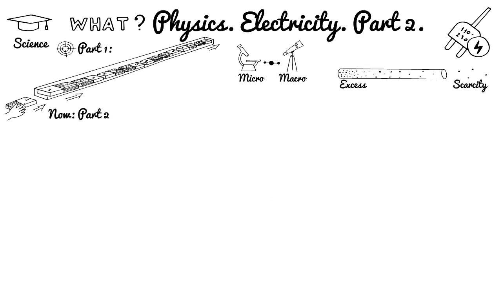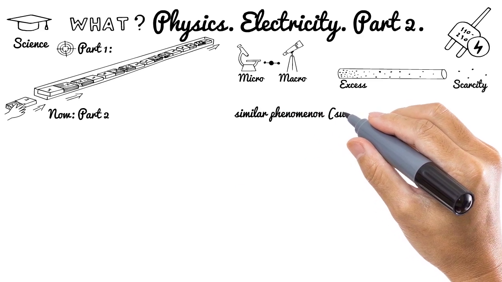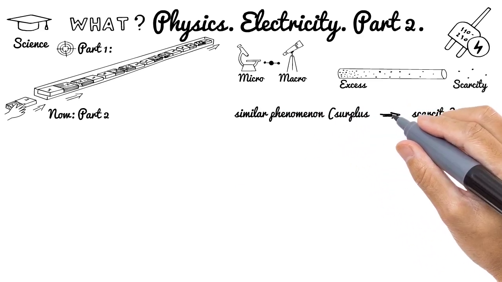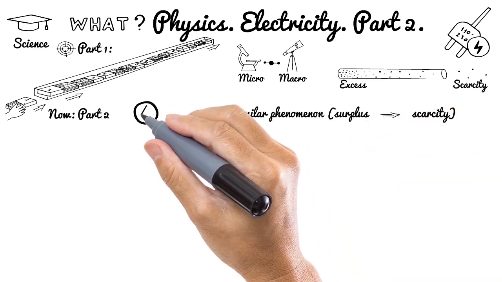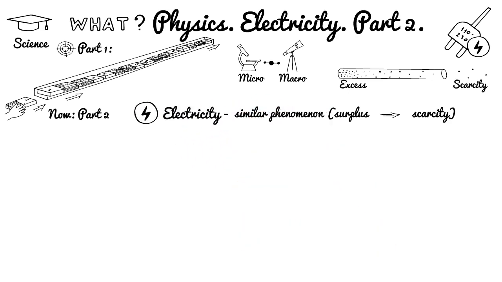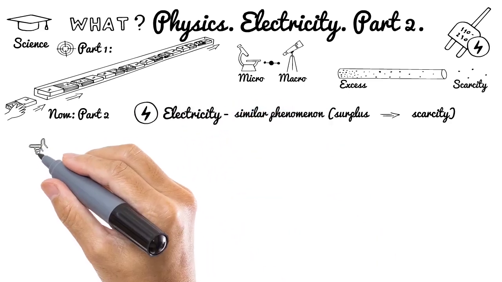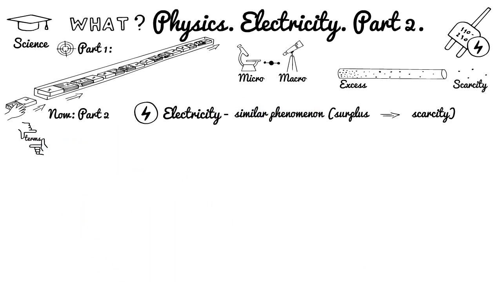The last topic of the previous video was about excess and scarcity. We discussed it using an example about airflow. There are also other similar natural phenomena where surplus pushes towards scarcity, and electricity is one of such examples. But we first need to introduce several terms to understand what electricity is.